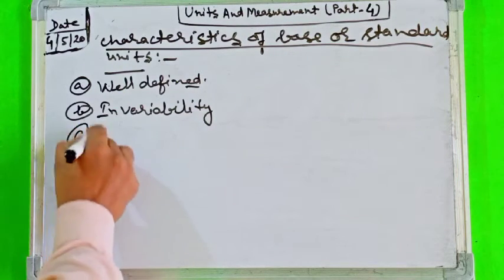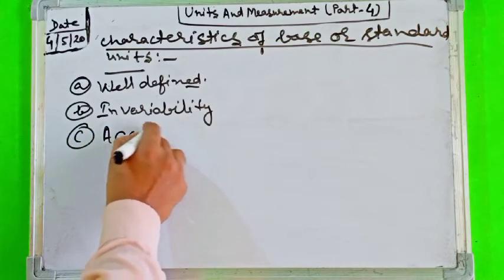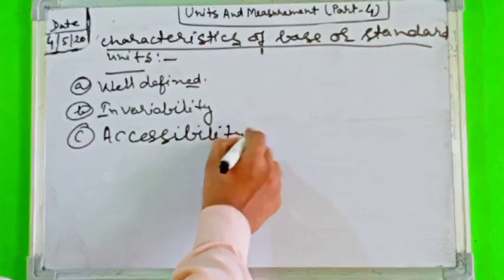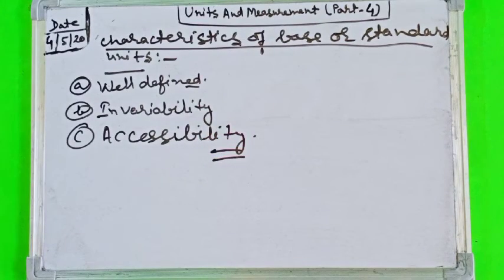Third is its accessibility. Accessibility means that it is easily accessible, that is, whoever, wherever wants to find that unit, they can easily find that unit.